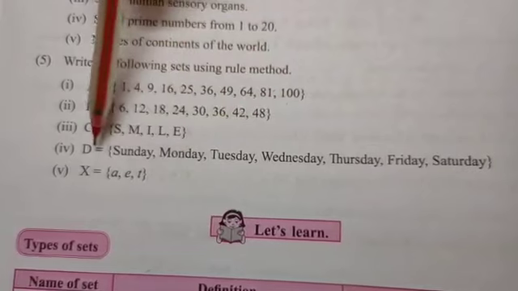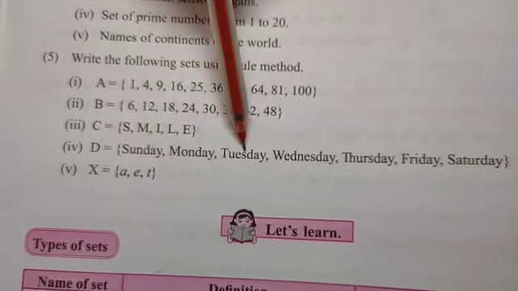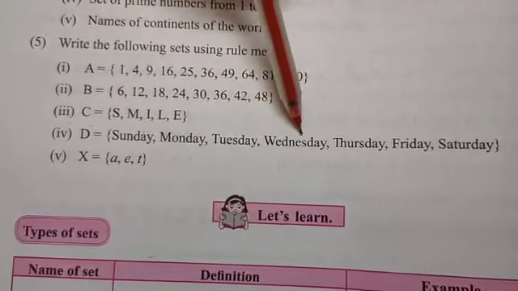Fourth one is D is a set of Sunday, Monday, Tuesday. Okay, you can write this. It is an easier one. This is a set of all days in a week.